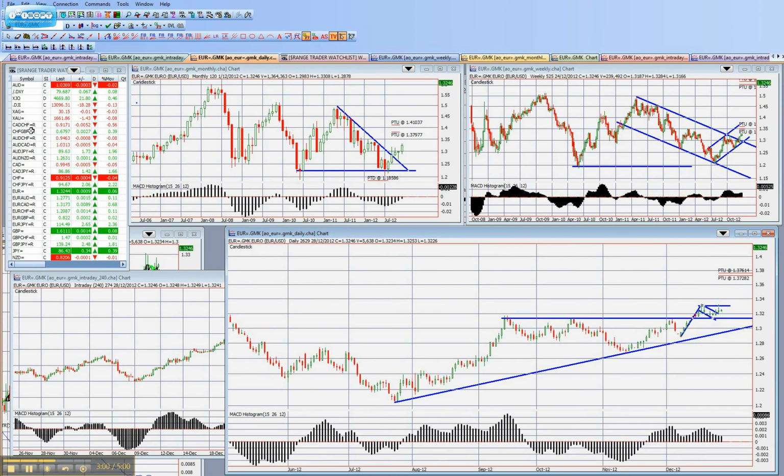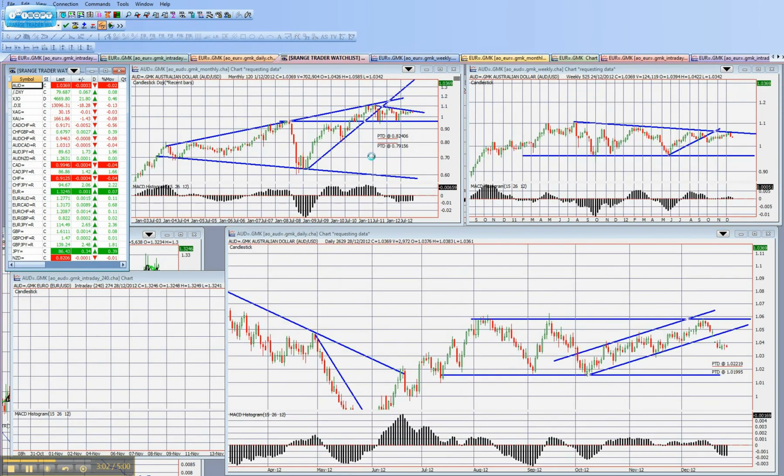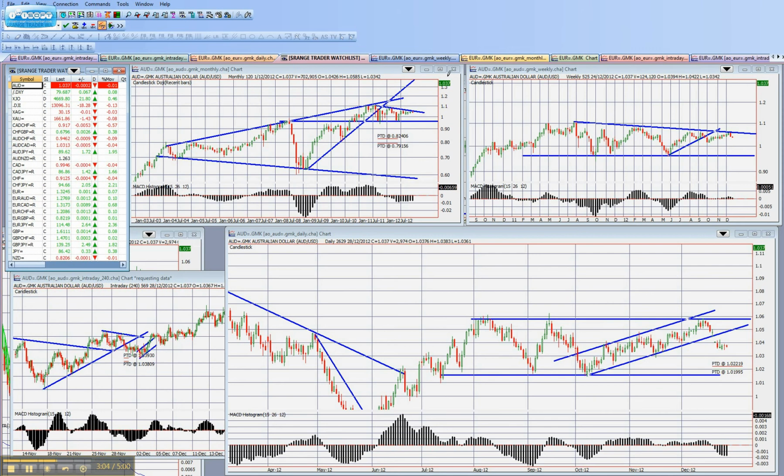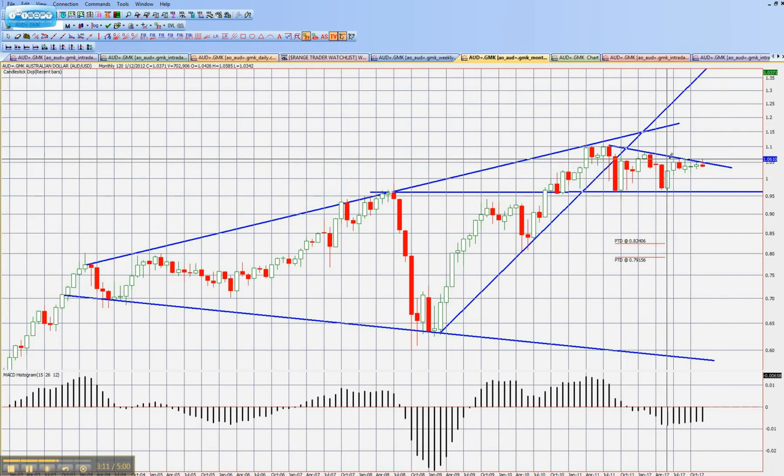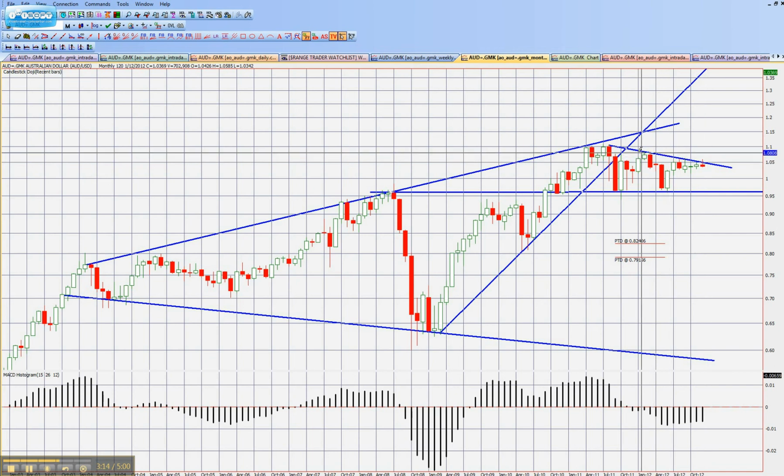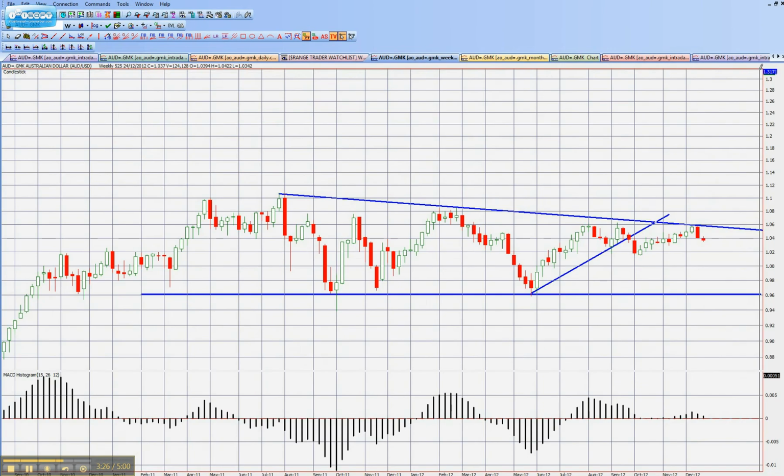So let's have a look at the Australian quickly. Now, good old Australian, this is where I come from, by the way. So the monthly here, we've been butting up against this resistant downward channel trend line for a while now. It hit its top at the 110 mark, which is ridiculous, and now it's just butting up against it. Lots of attempts to break through, but no success.